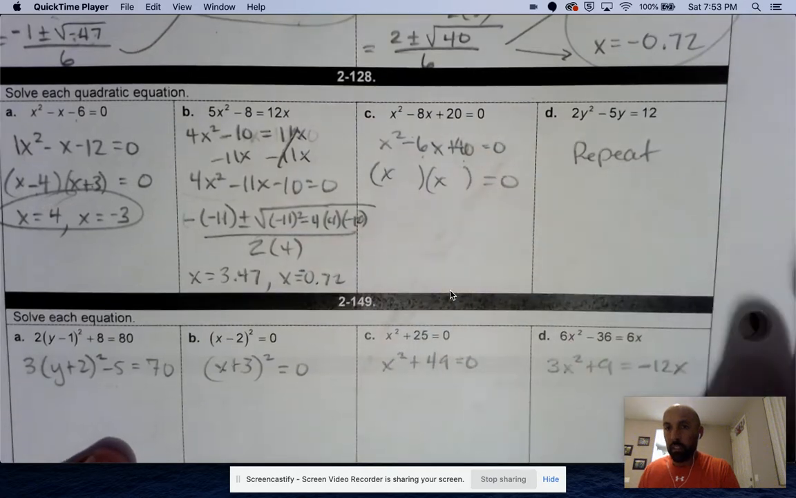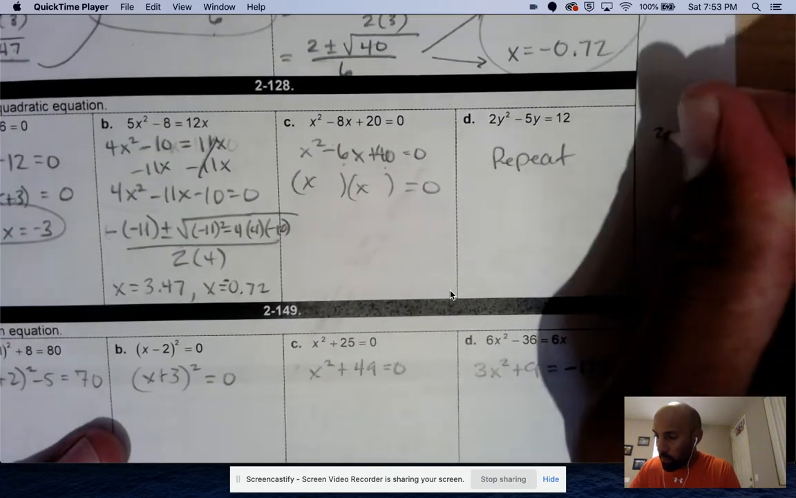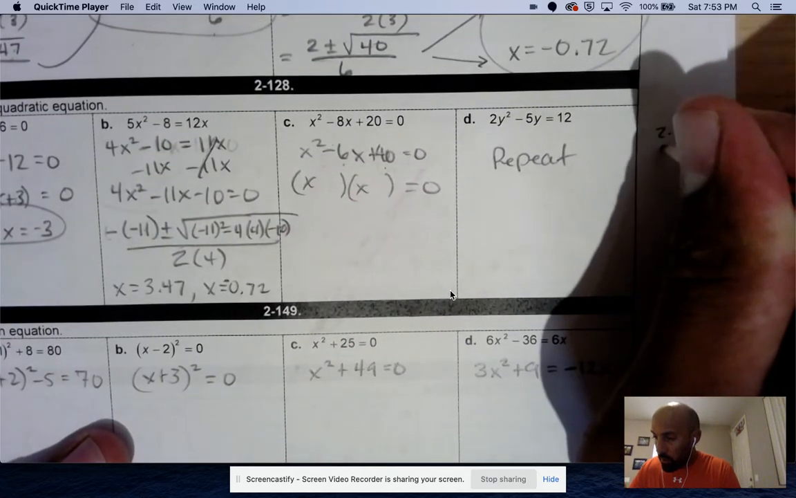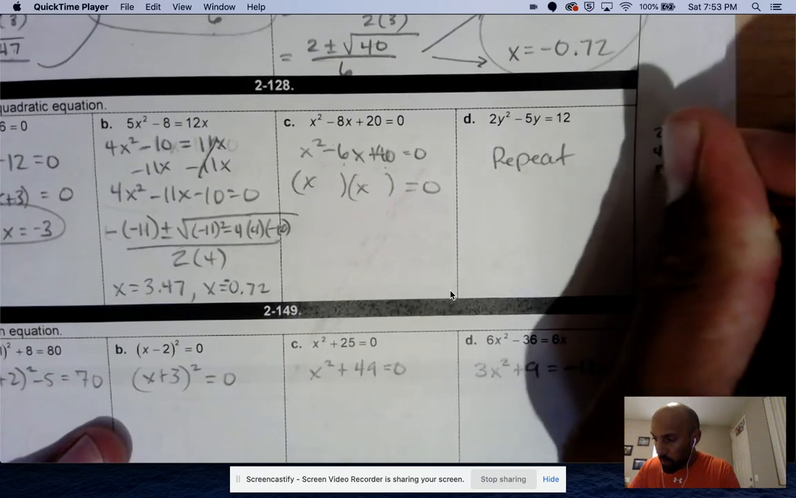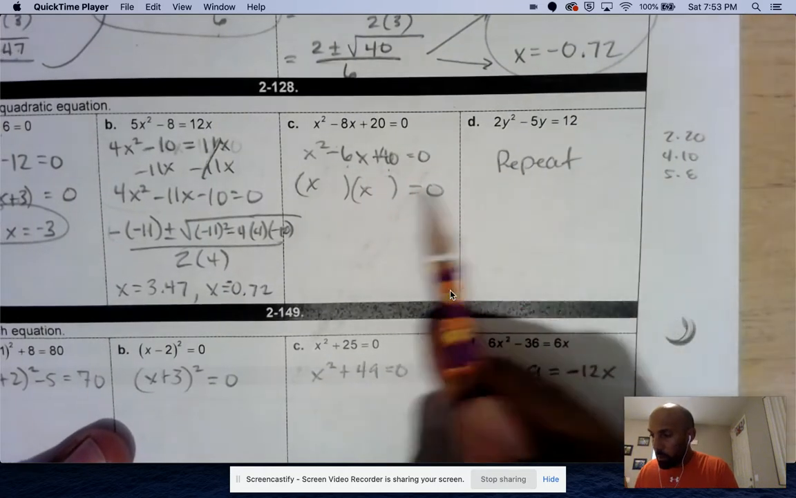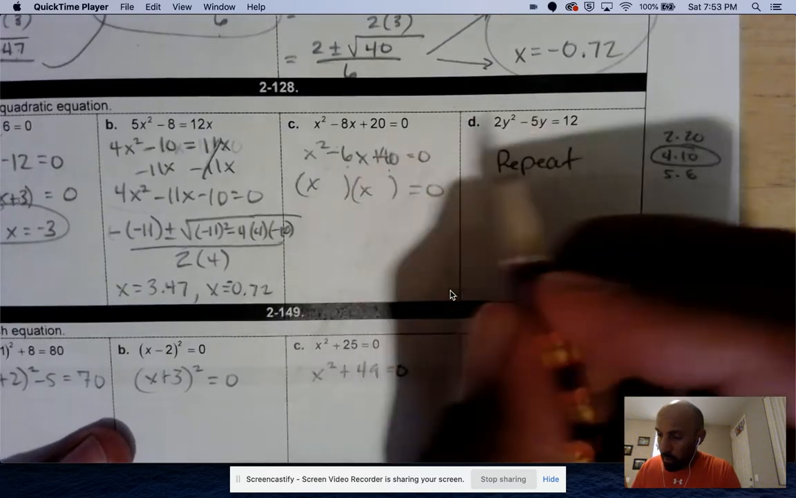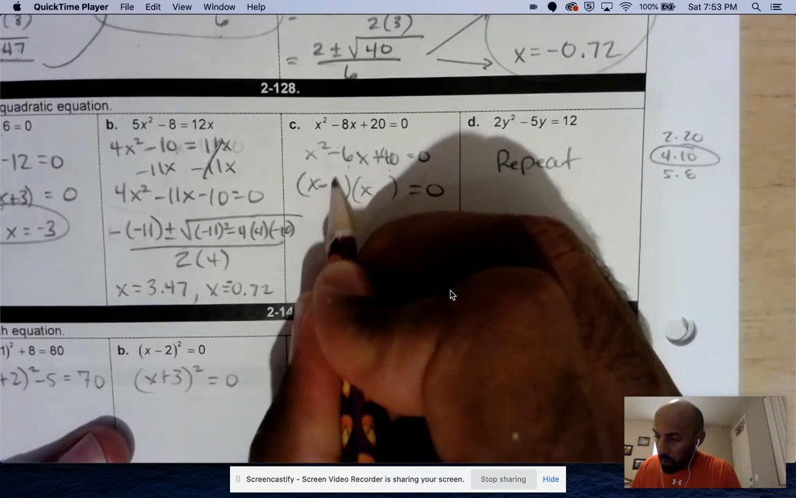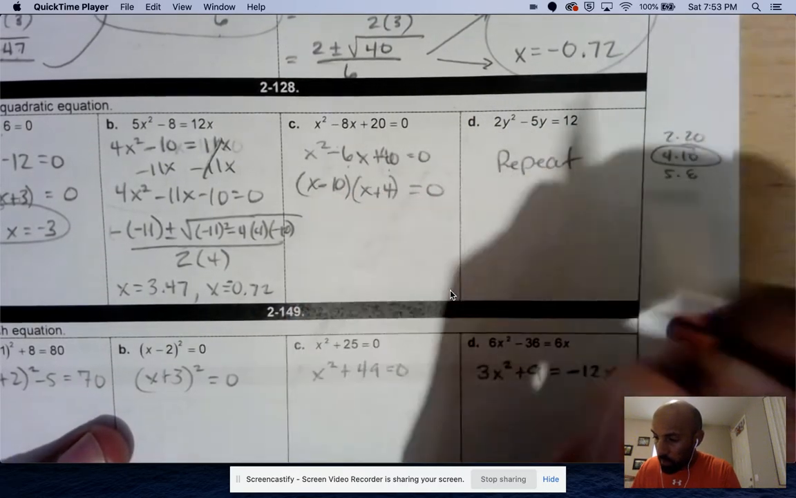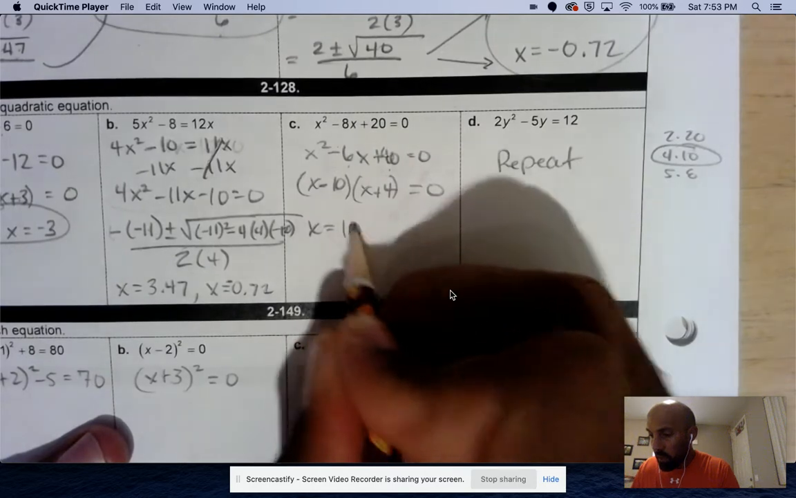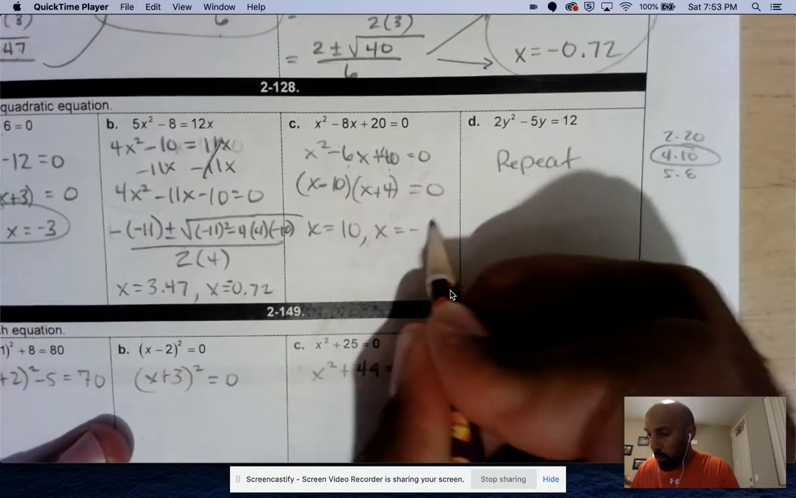So I could go down the list. I could write it over here. So 2 times 20, 3 doesn't work, 4 times 10, 5 times 8. Well, if I do 10 minus 4, that will give me negative 6. But I want the 10 to be negative and the 4 to be positive. So that means my solution is positive 10 and negative 4.